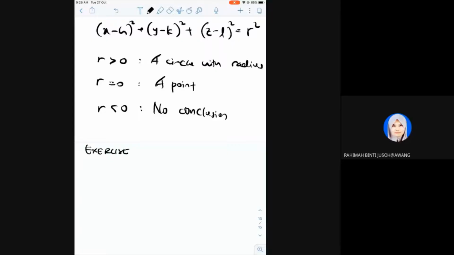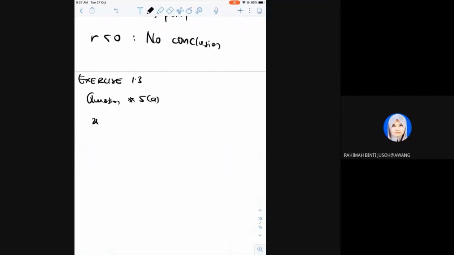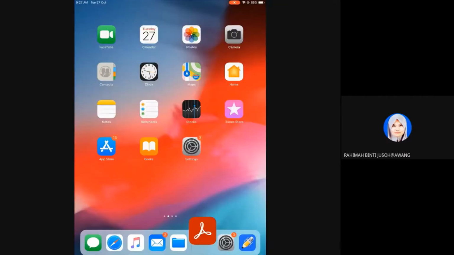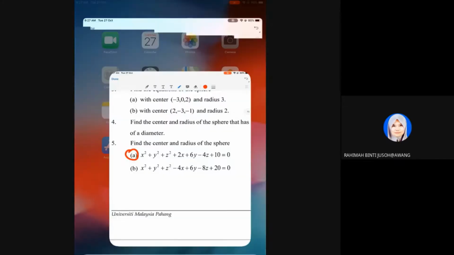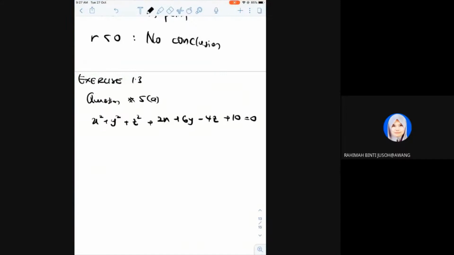Exercise 1.3, question number 5A. Dia ada X kuasa 2 tambah Y kuasa 2 tambah Z kuasa 2 tambah 2x plus 6y minus 4z plus 10 equals to 0. Macam ni kan? Soalan dia. Sekejap. Plus 10 equals to 0. Okay. So now, jom kita start.